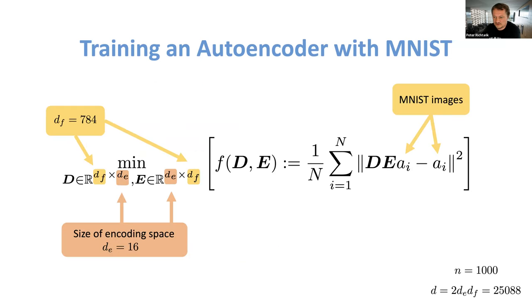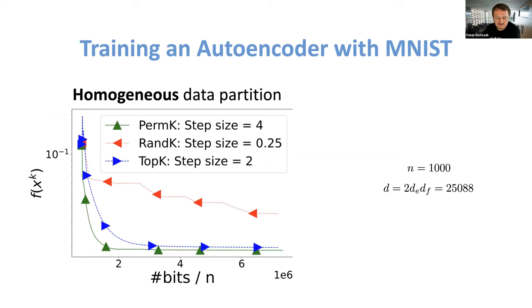So what we've done, we took all of these data points and we partitioned them into a few partitions in order to generate maybe homogeneous or more heterogeneous data partitions, which intuitively would lead to smaller or larger Hessian variance. So this is a homogeneous data partition, a random data partition. And in this case, you can see that the permutation compressor does much, much better than random K, and a bit better than top K.